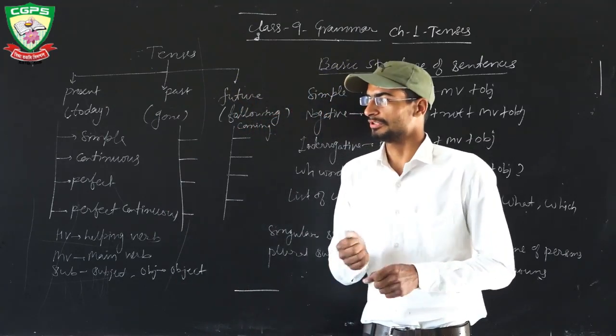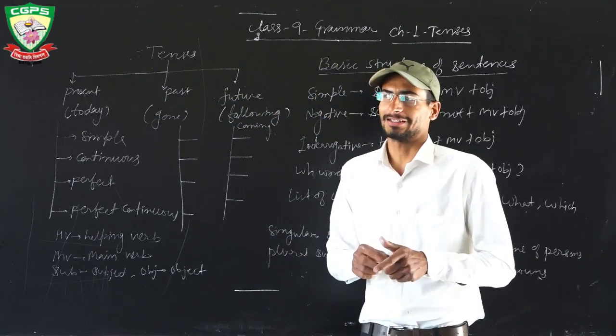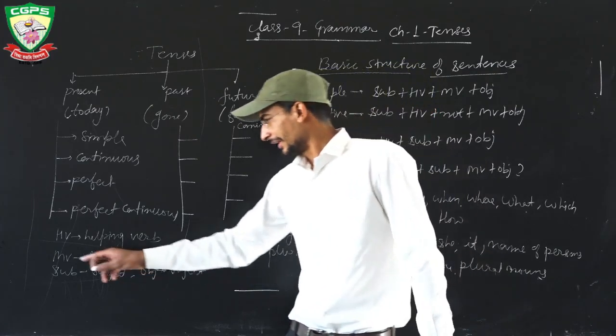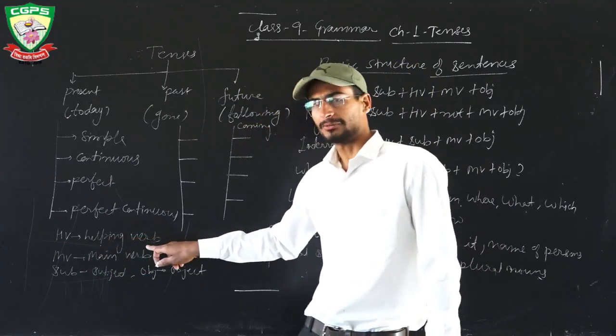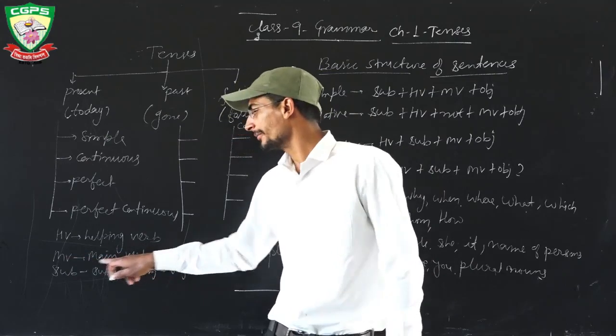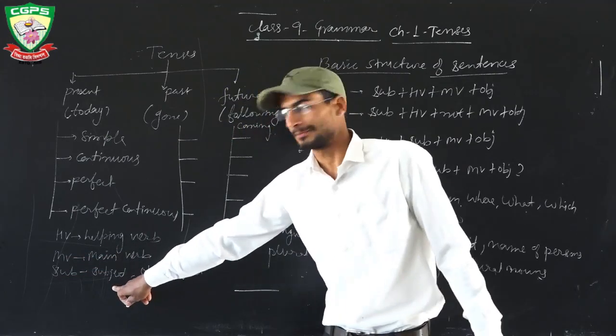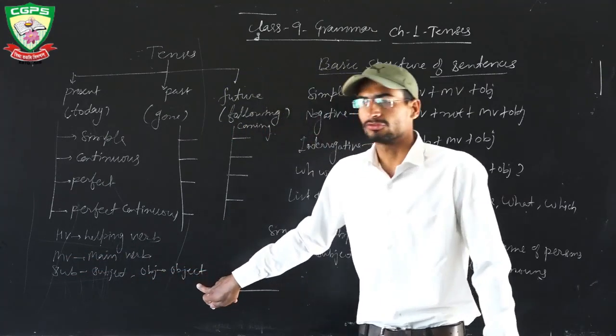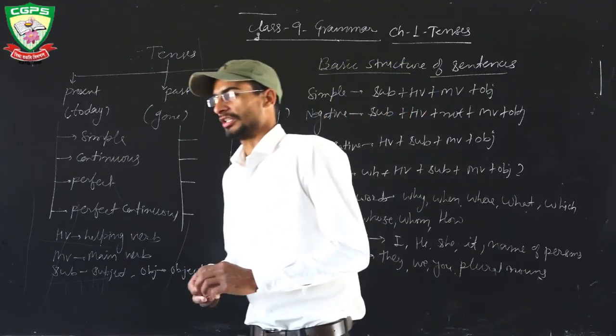Now we are using some abbreviations in the tenses. So abbreviations are HV means helping verb, MV means main verb, SUB means subject, and OBJ means object. So we will study about the tenses.